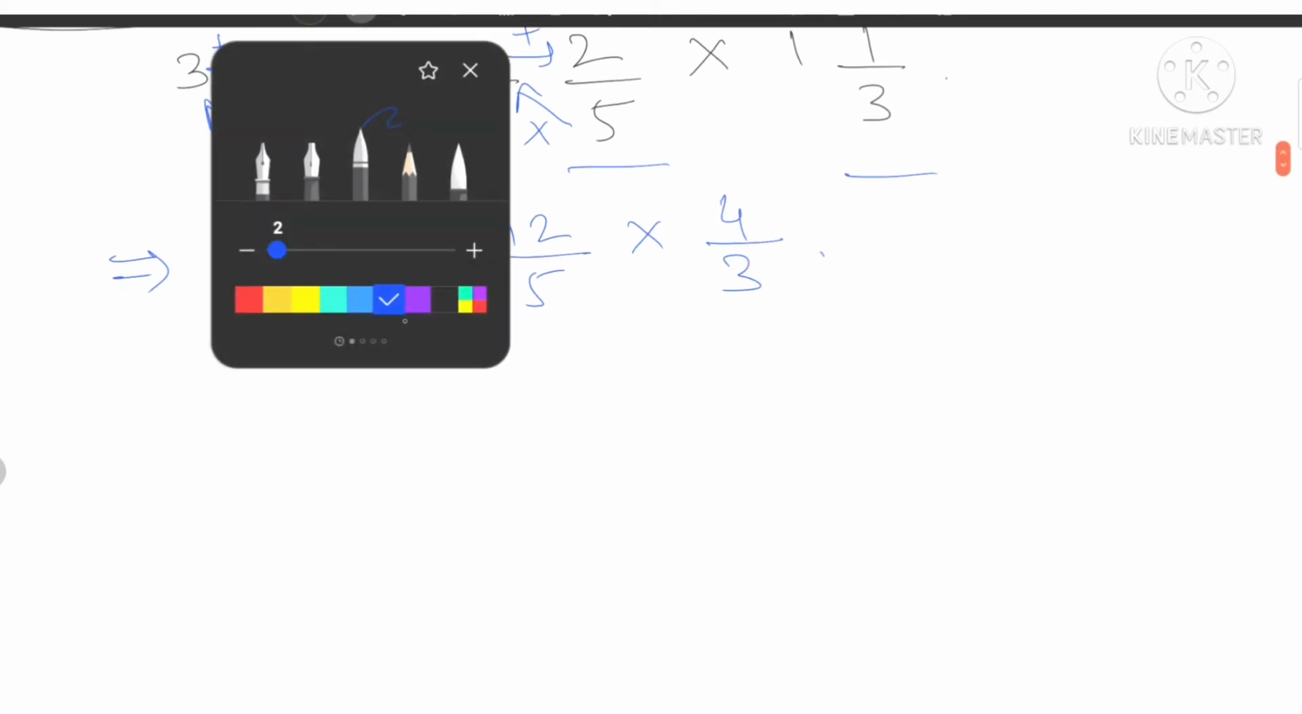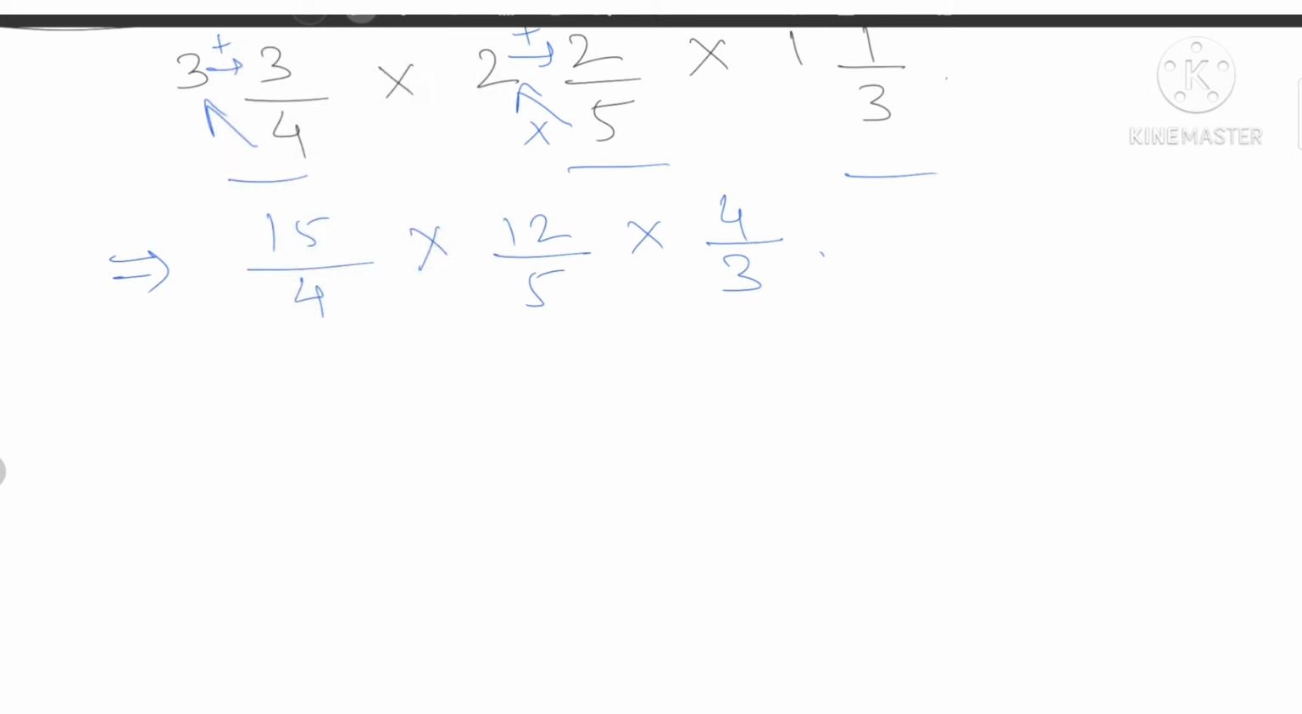Now we need to reduce this. First of all, we can go like this, we can go like this. We cannot go like this. Always remember this. Understood? Now let's start cutting. This 4 and this 4 may cut: 4 ones are 4, 4 ones are 4. This 5 and this 15 may cut: 5 ones are 5, 5 threes are 15. This 3 and this 12 may cut: 3 ones are 3, 3 fours are 12.